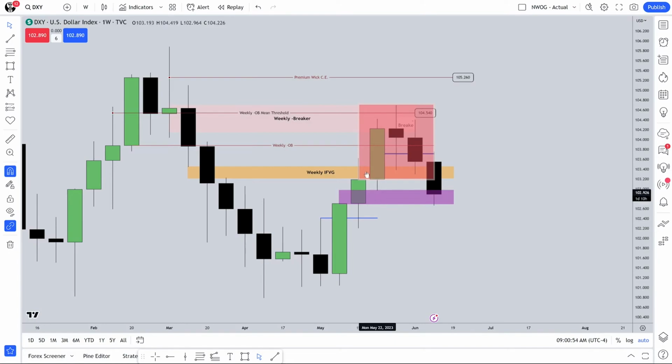When price is moving back and forth in a defined range, price has moved rather efficiently inside that pink area, up and down.